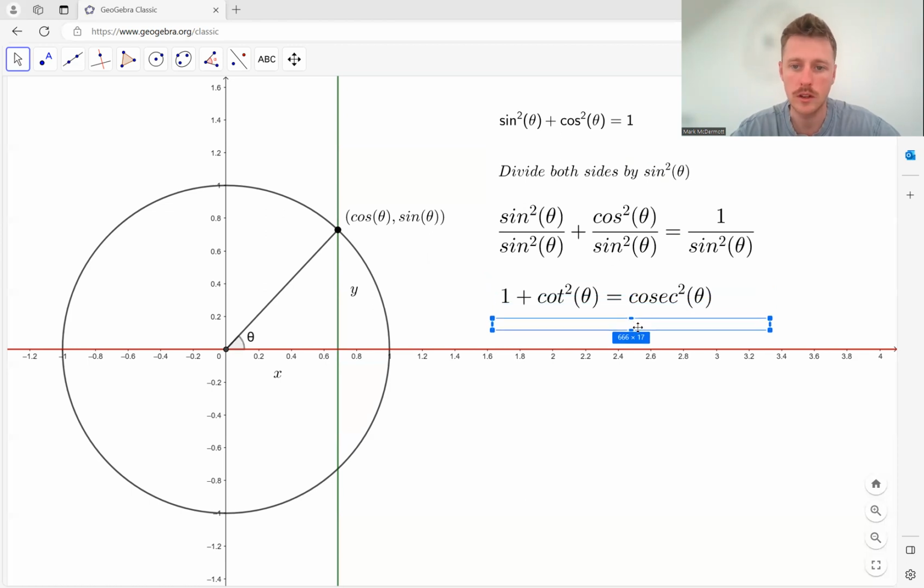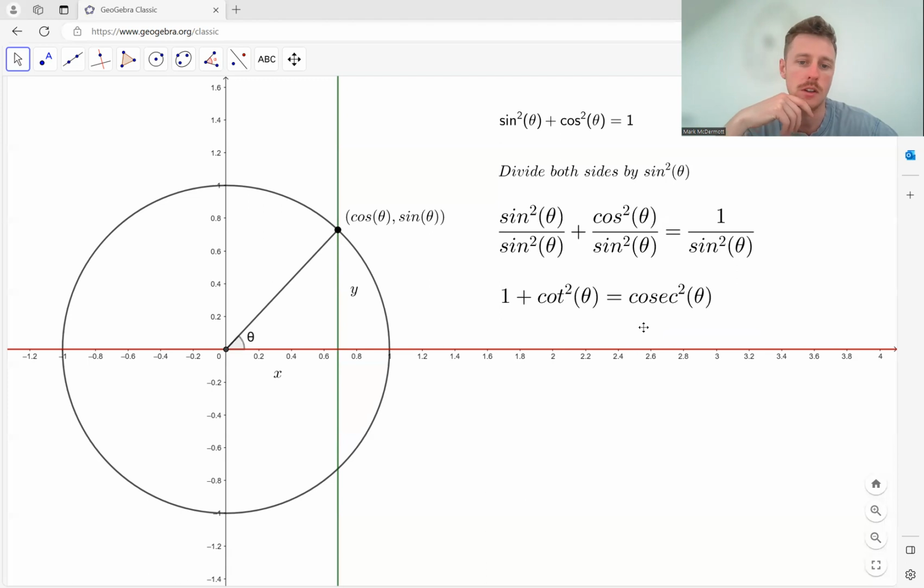Cos squared theta divided by sine squared theta is just 1 on tan squared theta, which is the cotangent of theta. So that's cot squared. And then 1 on sine squared theta on the right-hand side is just the cosecant squared of theta.